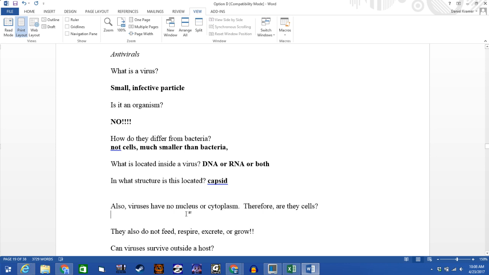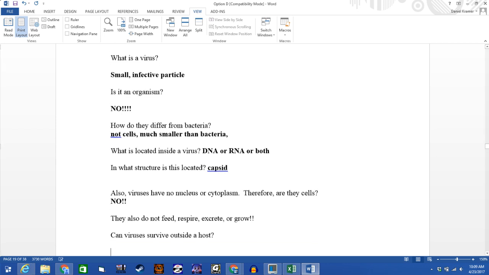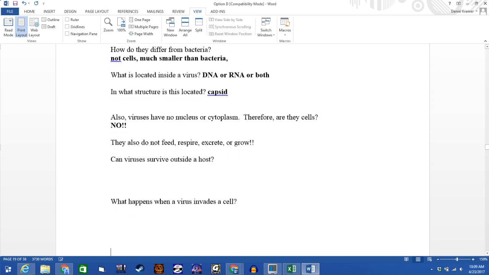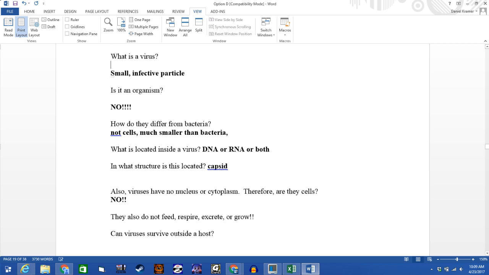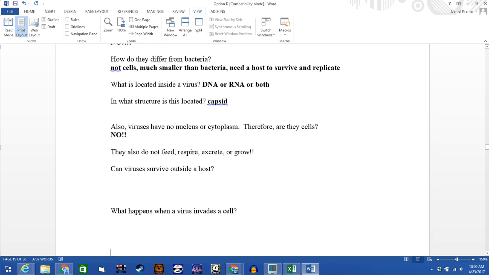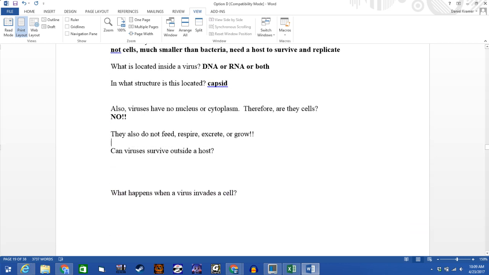Viruses have no nucleus. They have no cytoplasm. Are they cells? I already said it, but no, they're not cells. They also don't feed, they don't respire, they don't excrete, and they don't grow. They need a host in order to survive. That's probably one way that they differ from bacteria. They need a host to survive and replicate. This is a key difference and one of the reasons why they are not considered living: they can't replicate on their own.